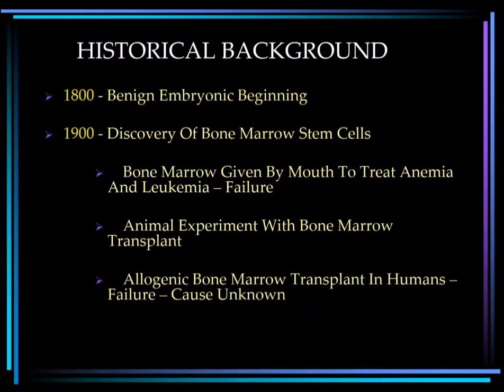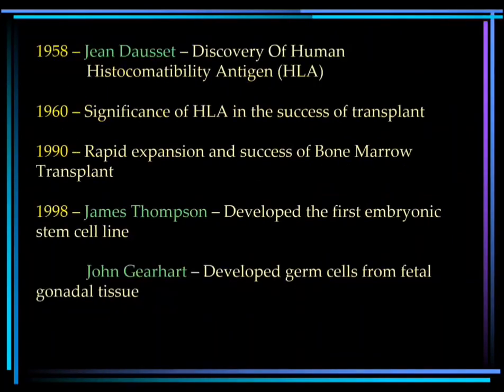Then they tried animal experiments with bone marrow transplant. Again the same result. Allogenic bone marrow transplants in humans were tried. Failure. They didn't know what the cause was. But as late as 1958, a French person called Jean Dausset discovered the human histocompatibility antigen, or the HLA factor. This would turn things around for stem cells. In 1960, the significance of HLA in the success of transplants was acknowledged.